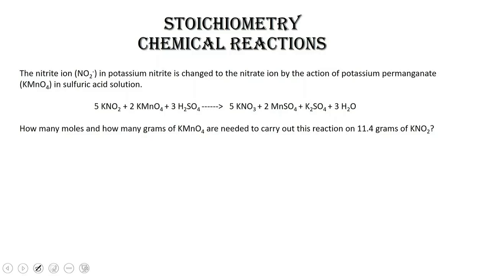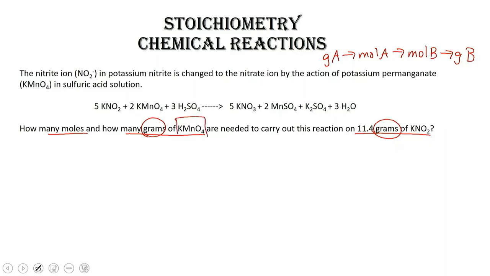The question is asking for the number of moles and the number of grams of potassium permanganate that is needed for the reaction of 11.4 grams of potassium nitrite. Before we solve this problem, we need to figure out what we need. I'm given grams, and I need to know grams. So I'm going from grams of A to moles of A to moles of B to grams of B. In order to get from grams to moles or moles to grams, I first need the molar mass of both of these before I even start solving my problem.